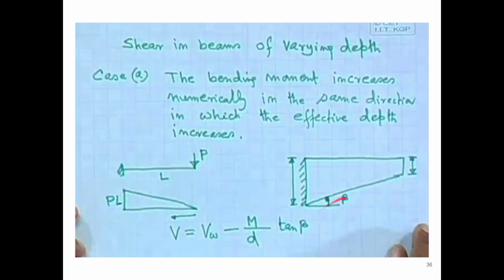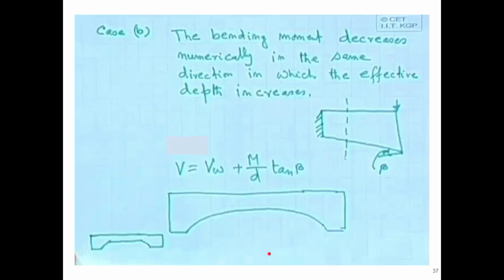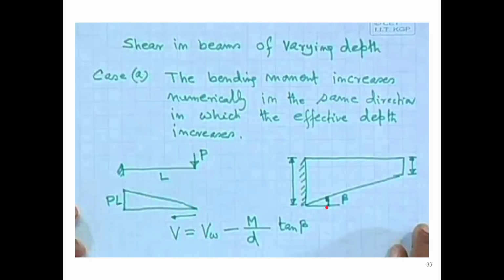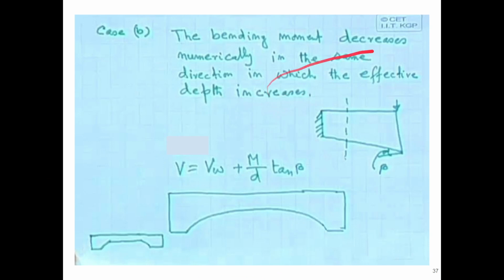Here it will be lesser because the depth is more than this, so it can take more, so it is less shear force. However, here the depth is lesser than this, so the shear force acting will be more. That is the logic, and it can be self-explained from the sketches. So these are the two criteria for varying depth. If both the directions are the same, it will decrease the shear force, and if the directions are different, opposite, then the shear force will increase.